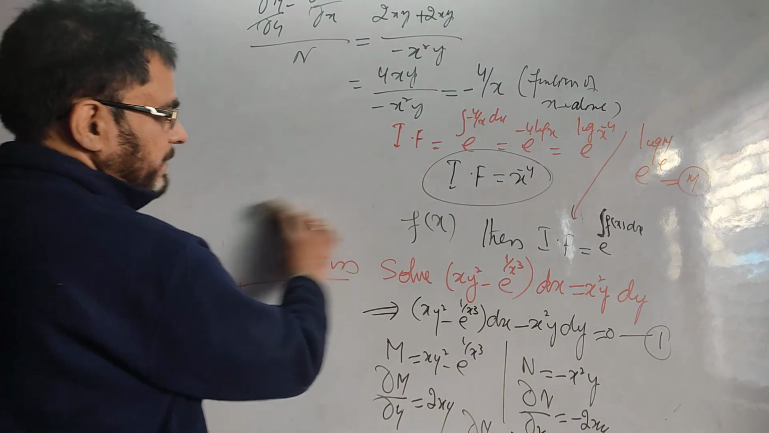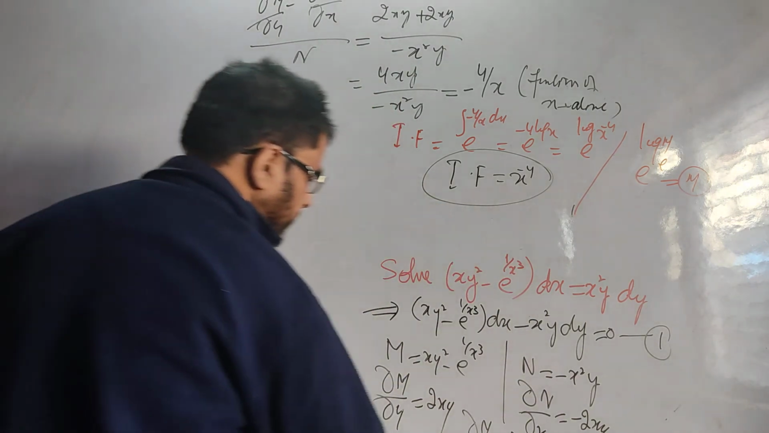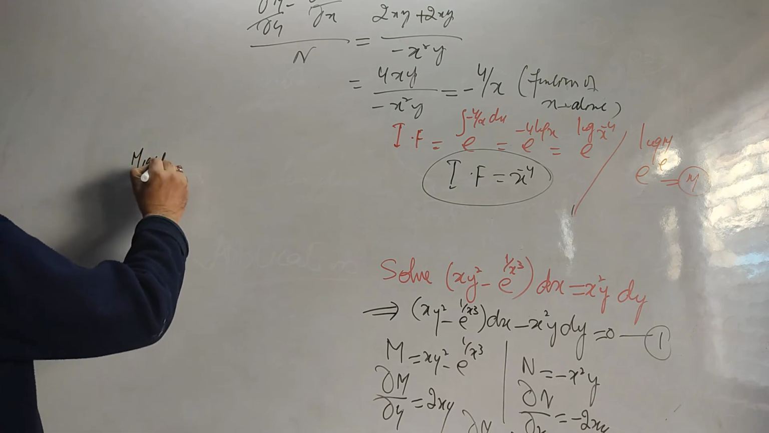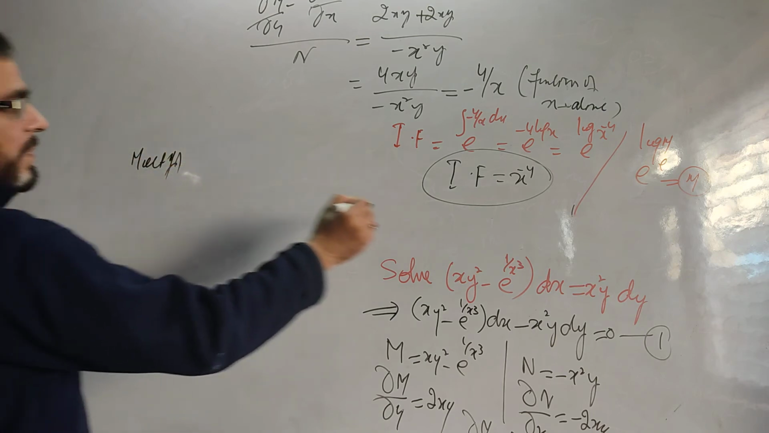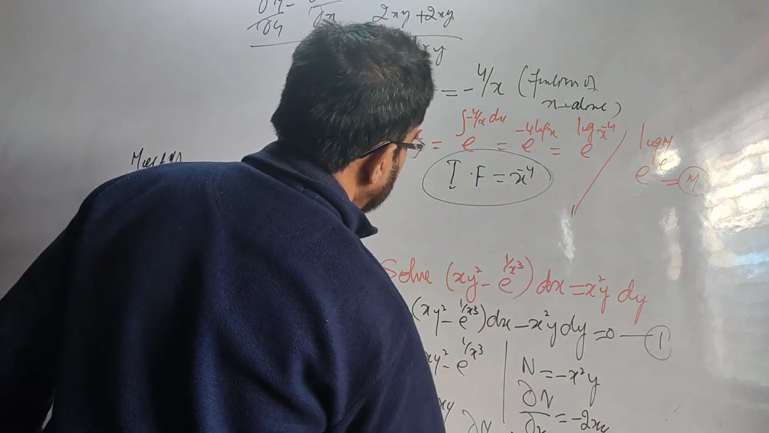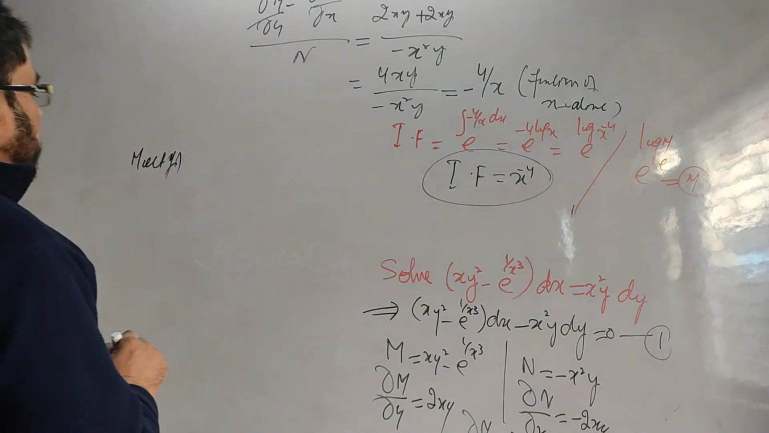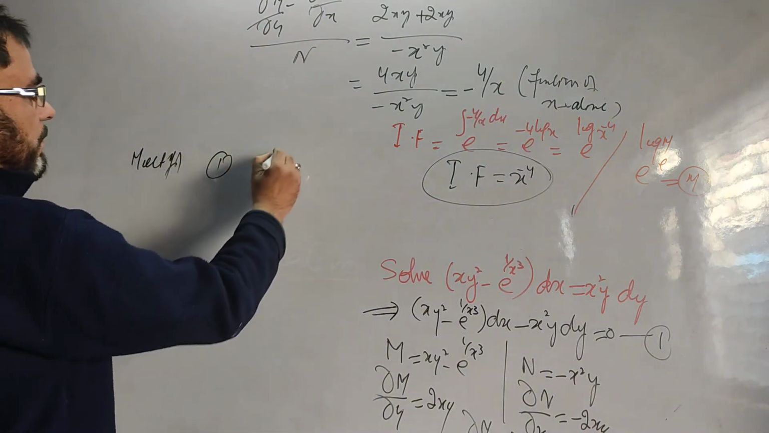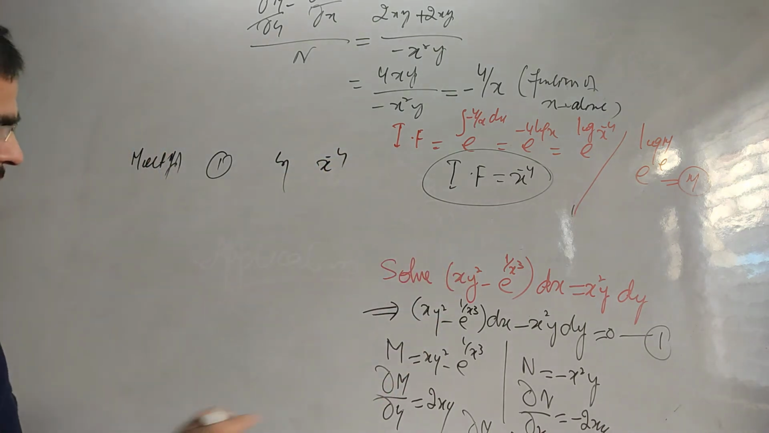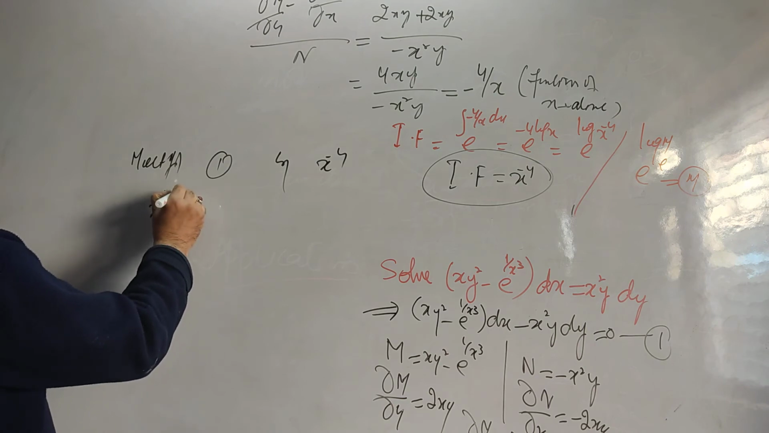Therefore, we multiply the given equation by this integrating factor. Yes, it is correct. Multiply first by x raised to power minus 4 on both sides.